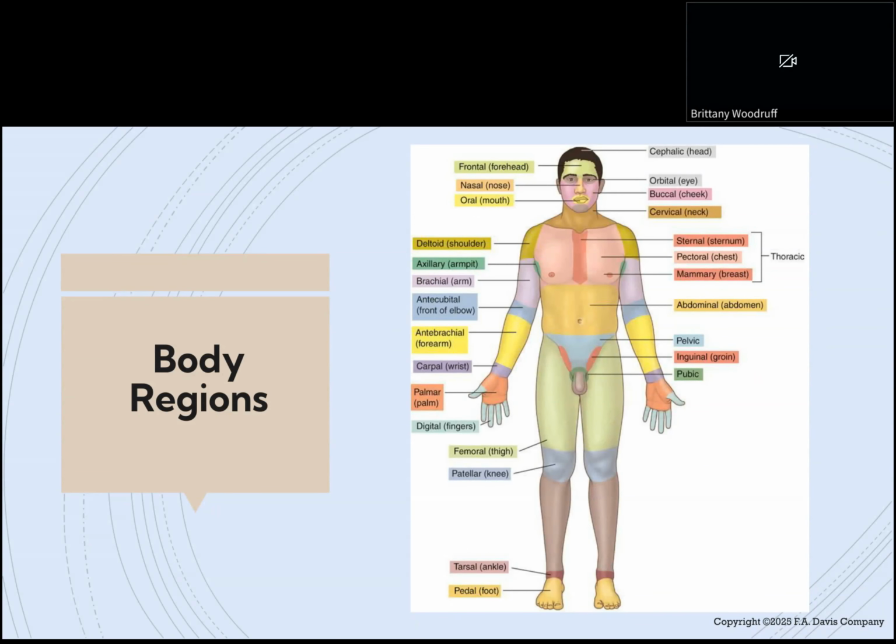Oh, I forgot tarsals, sorry. Your tarsal is going to be your ankle. So your carpals are your wrist, your tarsals are your ankle. That'll come in handy when you're learning bones because you have your carpals and your metacarpals, and then you have your tarsals and your metatarsals.